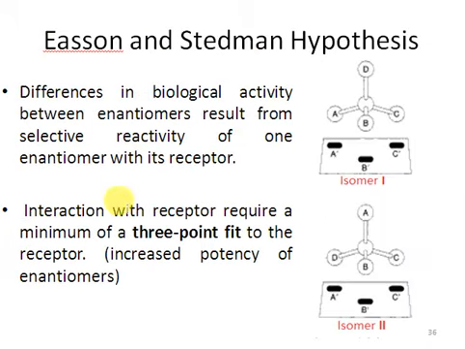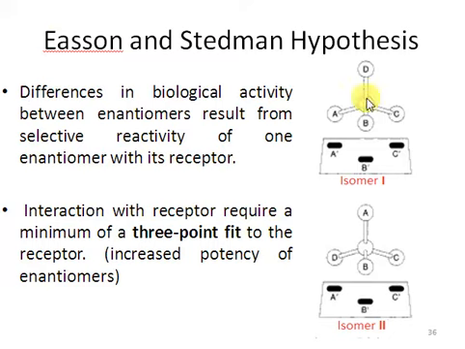So here we have a hypothesis that's very important when you are considering stereoisomers. This hypothesis is known as the Easson-Stedman hypothesis. According to this hypothesis, the difference in biological activity between enantiomers results from selective reactivity of an enantiomer with its receptor. If you have two enantiomers, one of these will be more reactive, and the isomer which is able to form a 3-point fit with the receptor will have more activity, will be more potent.